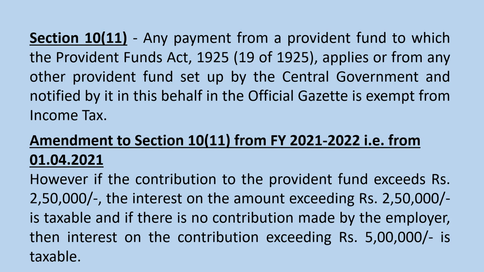Amendment to Section 10, subsection 11 from financial year 21-22, that is from 1st of April 21, is as follows. However, if the contribution to the Provident Fund exceeds rupees 2,50,000, the interest on the amount exceeding 2,50,000 is taxable, and if there is no contribution made by the employer, then interest on the contribution exceeding rupees 5 lakhs is taxable.